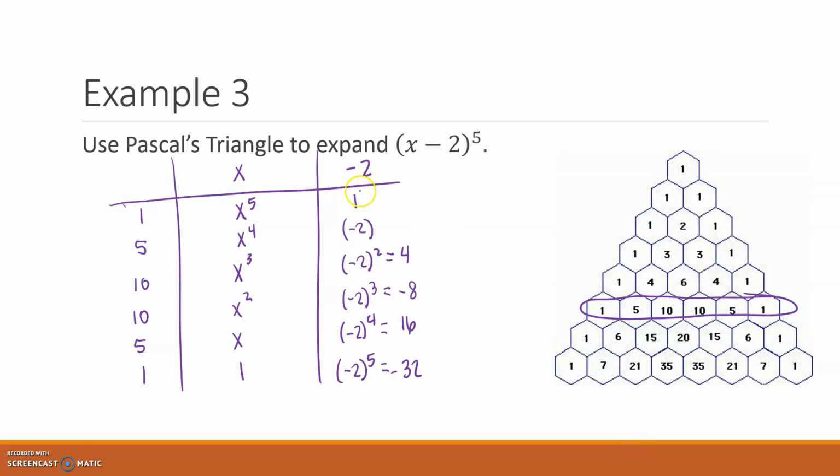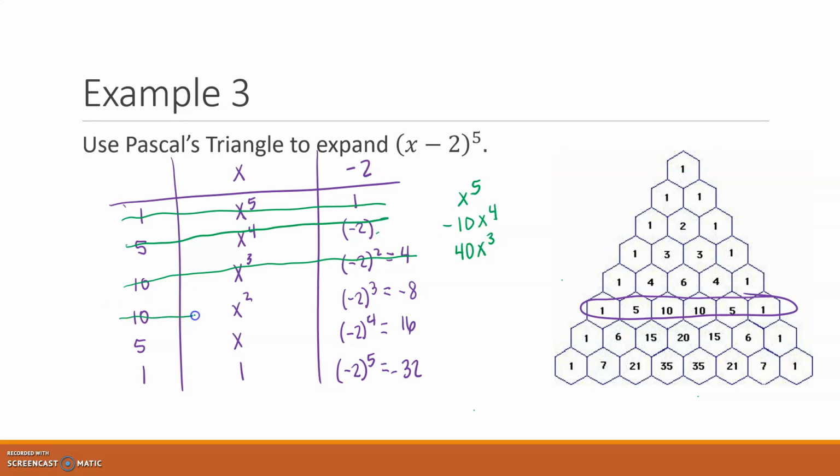So if I multiply everything straight across, I'm going to get this line here, and I get x to the 5th. Multiplying this line, I have 5 times negative 2, which is negative 10, and then x to the 4th. 10 times 4 is 40, x to the 3rd. 10 times negative 8 is negative 80, x squared. And then what are the last 2 terms? 5 times 16 would be 80x. And then multiplying these across would just be negative 32.